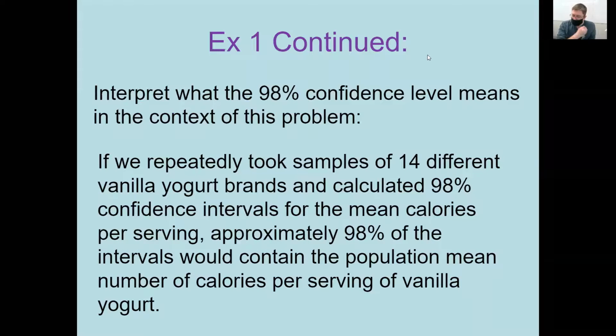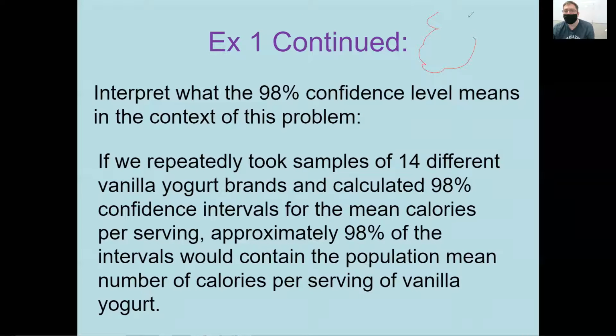So if we repeatedly took samples of 14 different vanilla yogurt brands and calculated 98% confidence intervals for the mean calories per serving, approximately 98% of the intervals would contain the population mean number of calories per serving of vanilla yogurt. So what this is saying as you're writing this out is I've got this population that exists out there of vanilla yogurt. And here's my little bubble that represents, yay, population of vanilla yogurt. I have no clue about anything in the population other than they sell it at the shelves. So I'm starting to pull samples out of it.